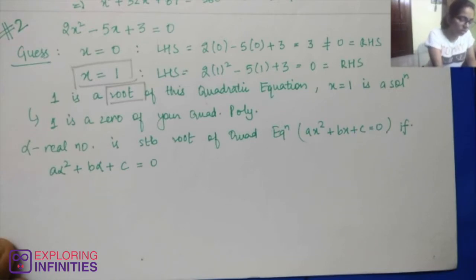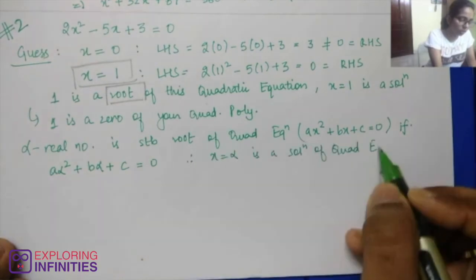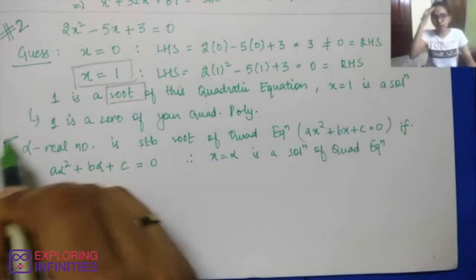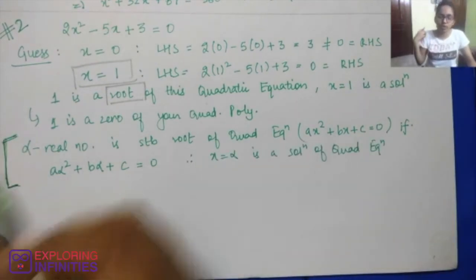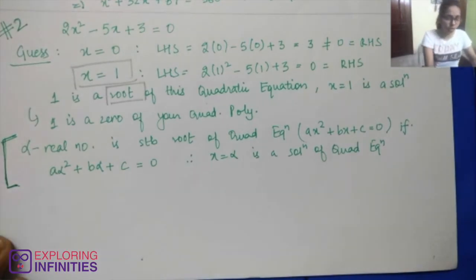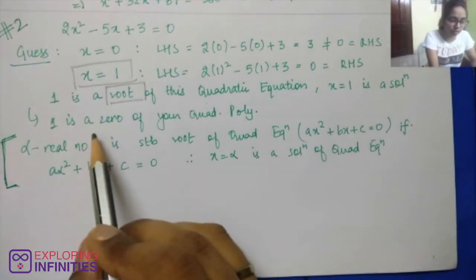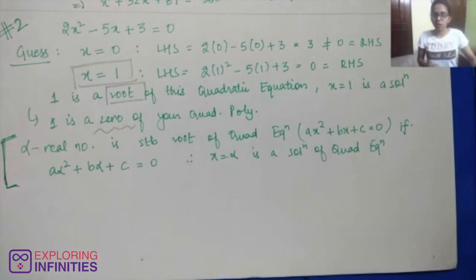So this is the general form of a root of a quadratic equation that we could conclude. So from here, I told you that 1 is also a zero of our quadratic polynomial. So from here, what we can conclude is that the zeros of a quadratic polynomial ax square plus bx plus c, and the roots of the quadratic equation ax square plus bx plus c equal to 0, are the same only.